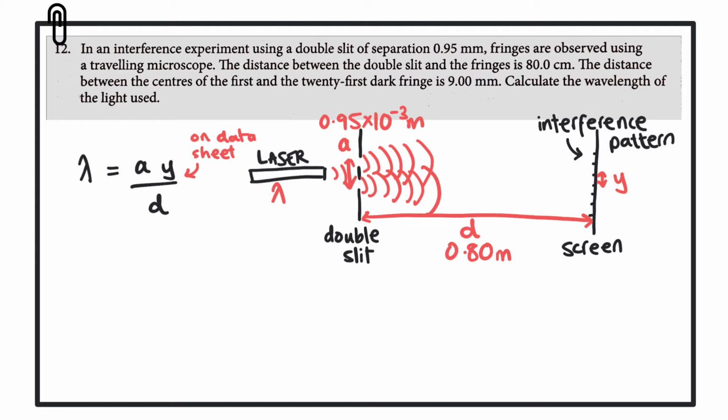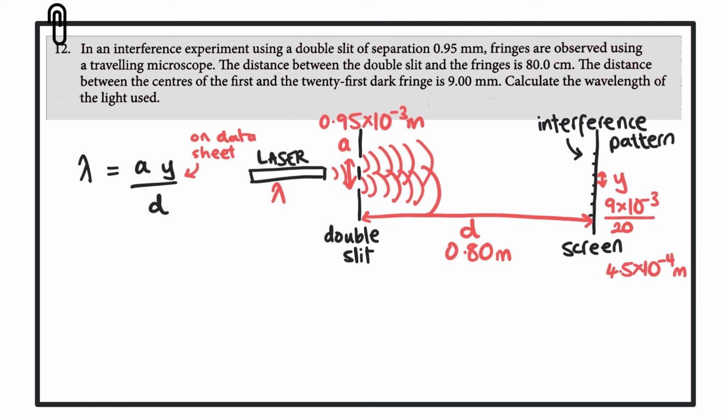And we're also told that the distance between the centres of the first and the 21st dark fringe is 9 millimeters. So that means that we have 20 complete fringes in between the first and the 21st fringe. So Y is the separation of one fringe. So what we need to do is take that 9 by 10 to the minus 3, and we're going to divide that by 20. Which gives us an answer of 4.5 by 10 to the minus 4 meters.